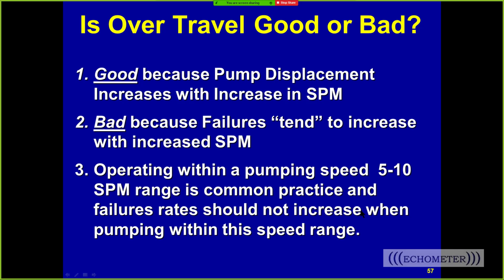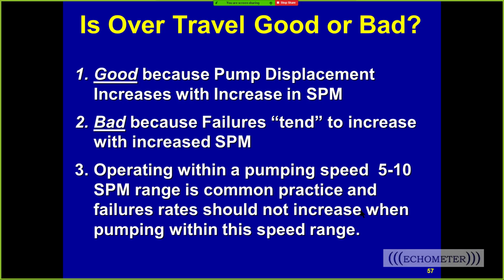One time someone said, is over travel good or bad? It just happens. As you pump faster, you get more downhole stroke. And we want over travel when we run fiberglass rods, so over travel would be good because it increases our downhole stroke as we increase the SPM.